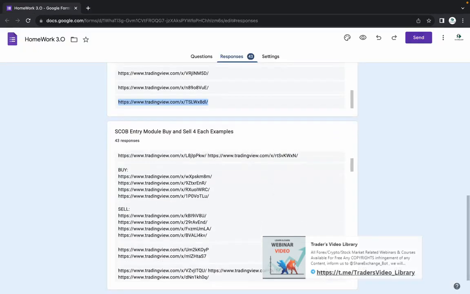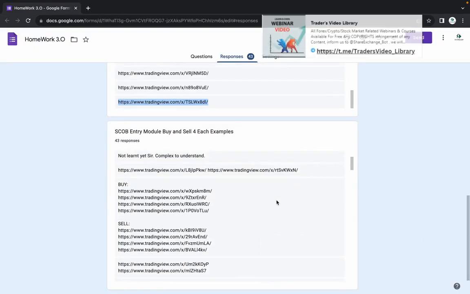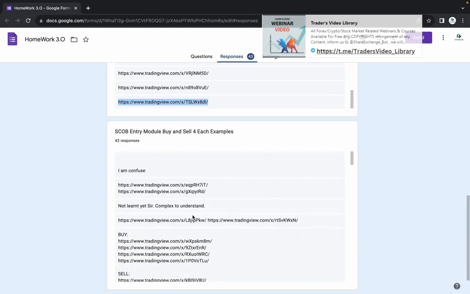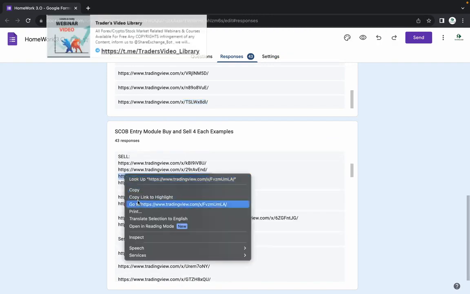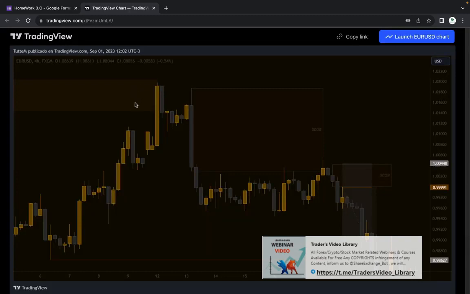Now the next question asked by you. Okay, not learned yet, complete to understand. Okay, no worry. Let's open one by one about the single candle order block entry module. Okay, perfect. So this one is also a single candle order block.